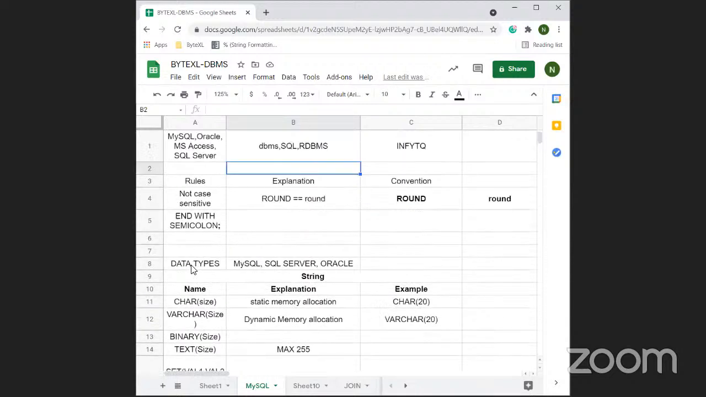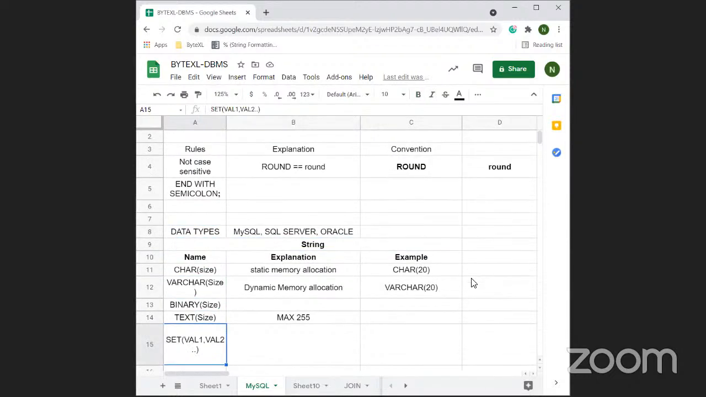Then data types. One need not know all the data types available in MySQL or SQL, because MySQL, SQL Server, Oracle, again, Microsoft has a different version of SQL. There are many differences in these data types. But these are the common things. One most used data type is char.